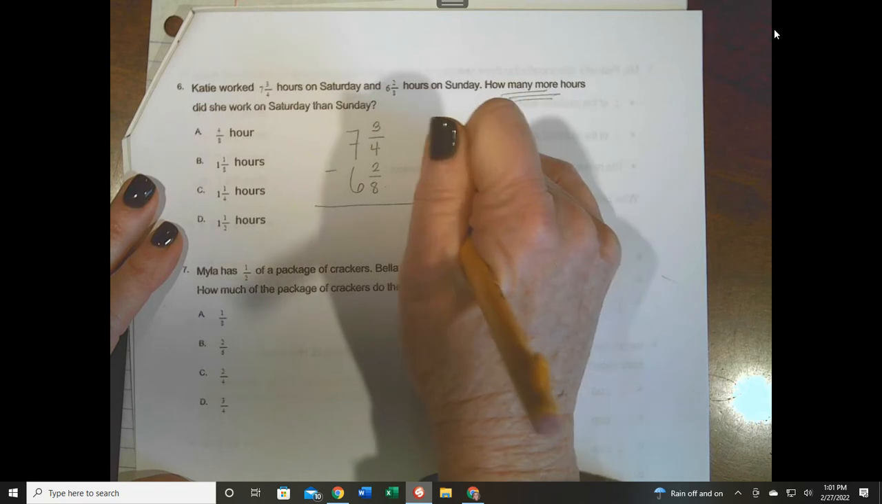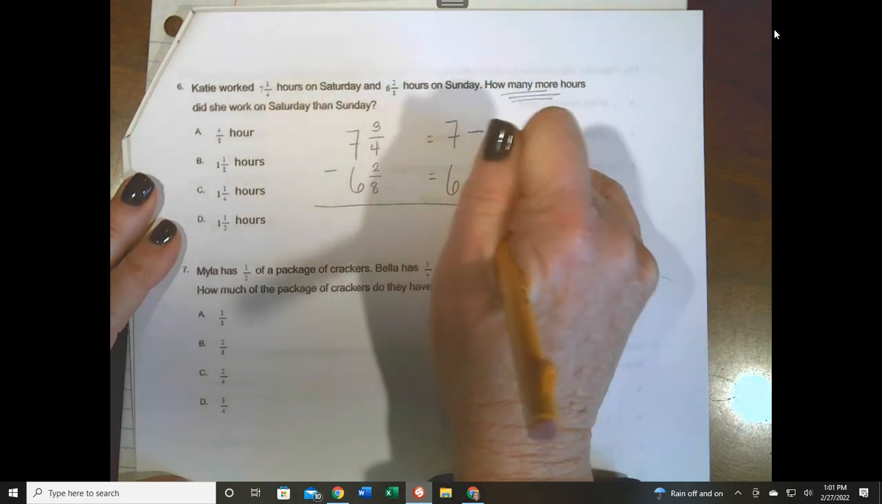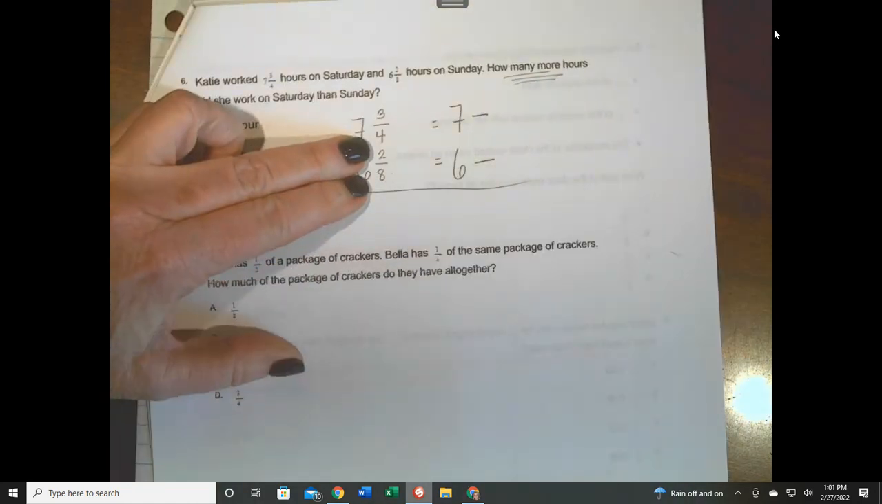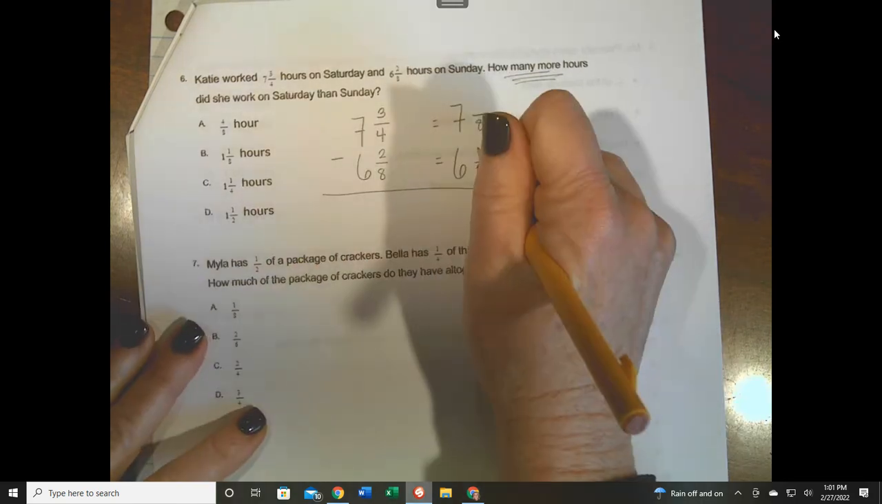I know right away I'm going to have to bring over the whole number and fraction bar so that I can write an equivalent fraction. 4 and 8 are my denominators, so we know 8 is a multiple of 4, so that is going to be our least common denominator. 6 2/8 is not going to change.